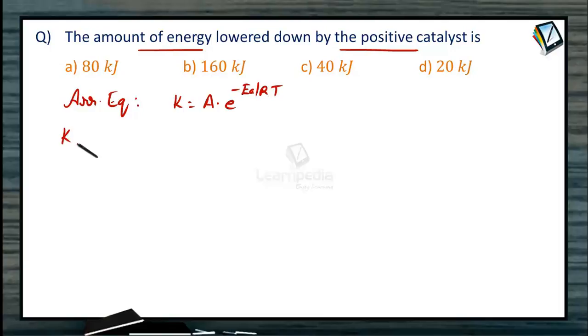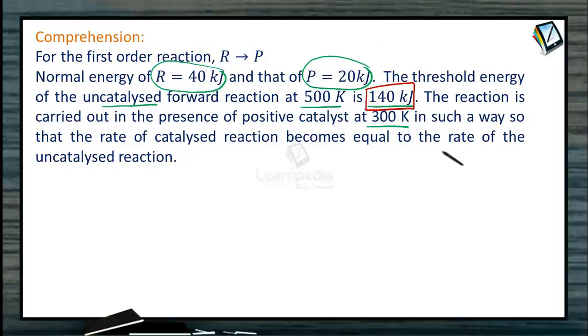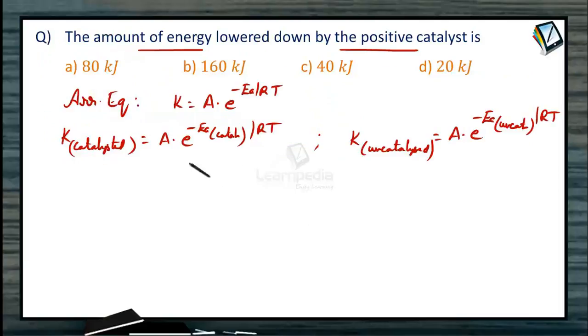So the rate constant for the catalyzed reaction we can write like this: K catalyzed is equal to A into e power minus activation energy of the catalyzed upon RT. Whereas the rate constant of the uncatalyzed reaction we can write like this: K uncatalyzed is equal to A into e power minus activation energy of the uncatalyzed reaction upon RT. And it's given in the comprehension itself that the rate of catalyzed reaction becomes equal to the rate of the uncatalyzed reaction. So we can equate both of them.